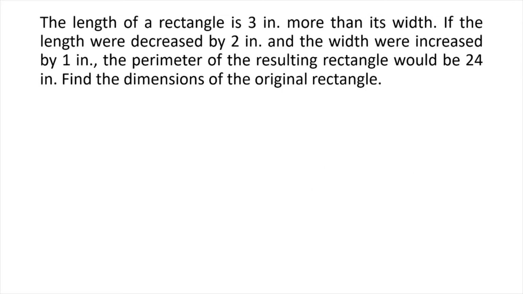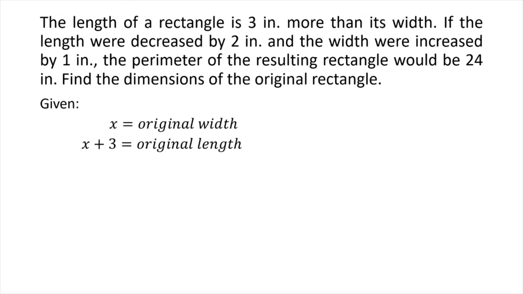Next problem. The length of a rectangle is 3 inches more than its width. If the length were decreased by 2 inches and the width were increased by 1 inch, the perimeter of the resulting rectangle would be 24 inches. Find the dimensions of the original rectangle. So let's define first the dimensions of the original rectangle. Let's say the width is x, and then the length is x plus 3, because according to the problem, the length is 3 inches more than its width for the original rectangle.